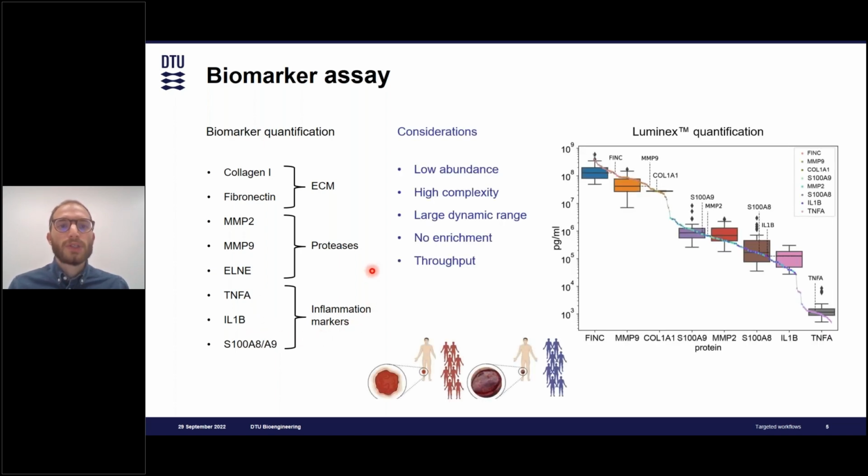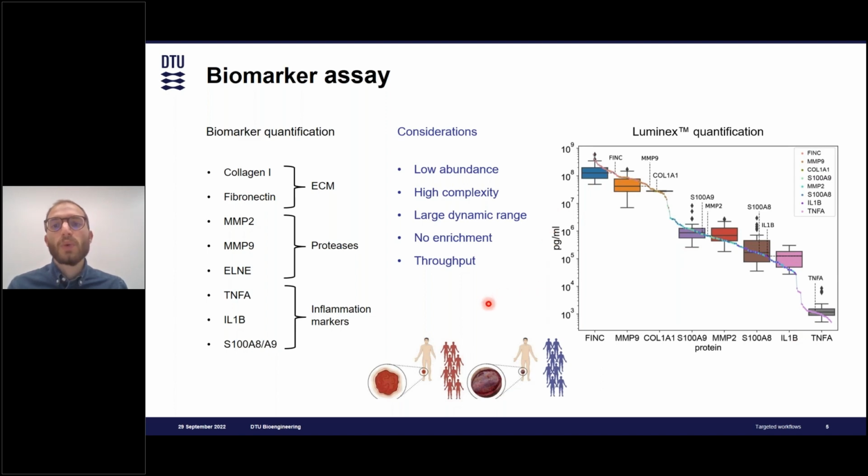And we had a few considerations in mind. First of all, some of them, especially TNF-alpha and interleukin-1 beta, are very low abundant in our proteomes. These proteomes are very complex. They're plasma-like samples, and they span a large dynamic range over 6 orders of magnitude. As you can see here, we quantified them with a multiplex ELISA, Luminex, and we can actually see these concentrations, and they span quite a big order of magnitude.